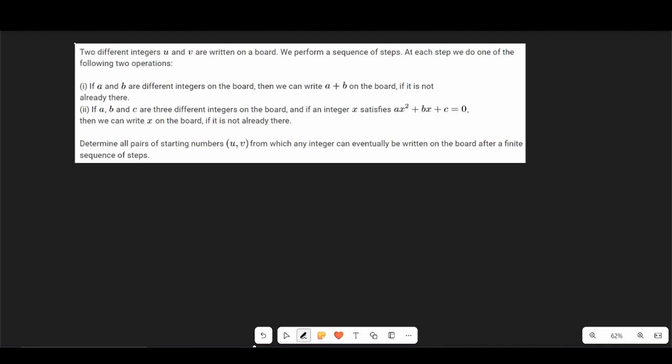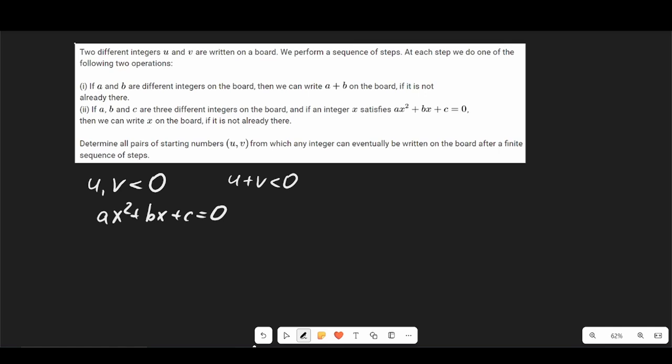For the first step, at least notice that if u and v are both negative numbers, after applying the first step, u plus v will also be negative. By using the first operation, we cannot get any positive integer. And if you look at the second operation, ax squared plus bx plus c, this cannot have any positive root.